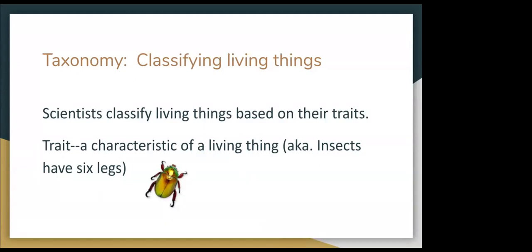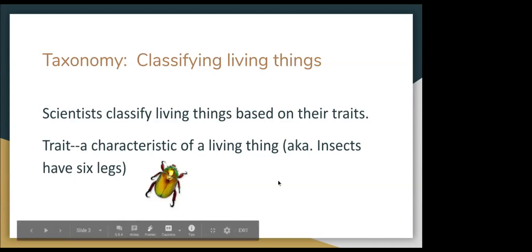Another thing would be mammals versus reptiles and birds. Birds and reptiles lay eggs. Mammals have live births. So those are 2 different types of traits. So that puts them in different categories for scientists.